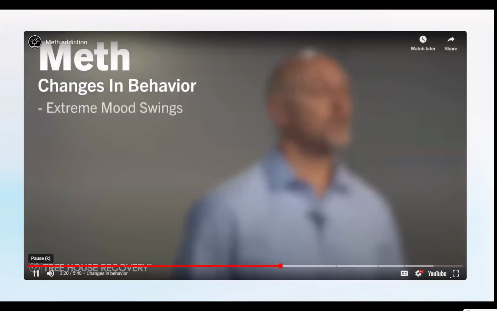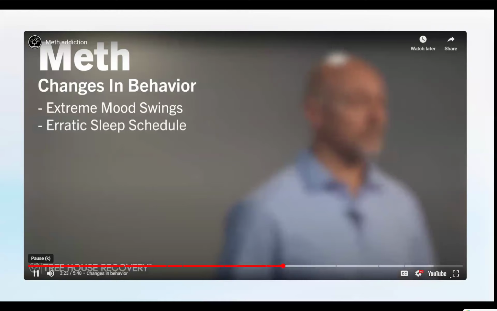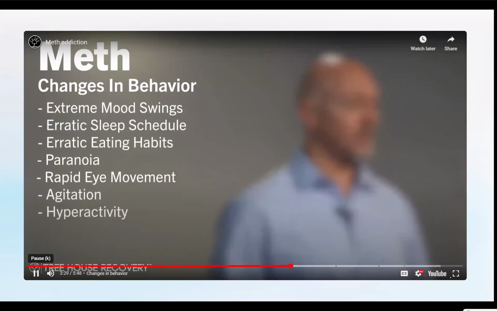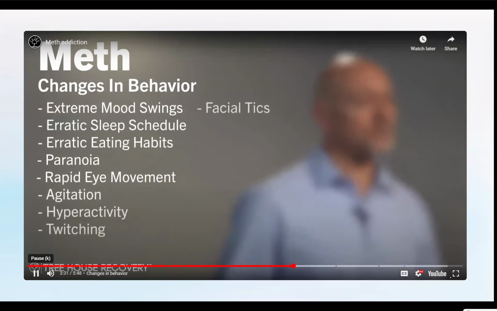Changes in behavior. One of the first changes is loss of former interests, friends, hobbies, and social circles. Later, other behaviors can become more common, including extreme mood swings, erratic sleep schedules, erratic eating habits, paranoia, rapid eye movement, agitation, hyperactivity, twitching, facial tics, jerky movements, and even tweaking.